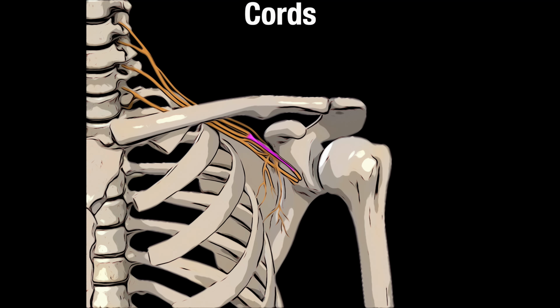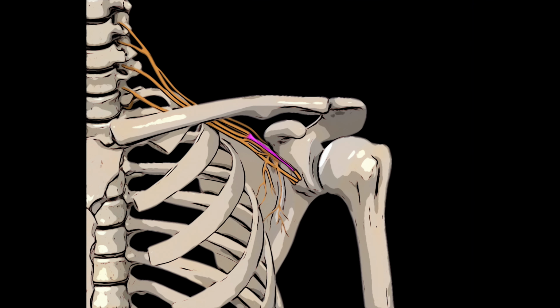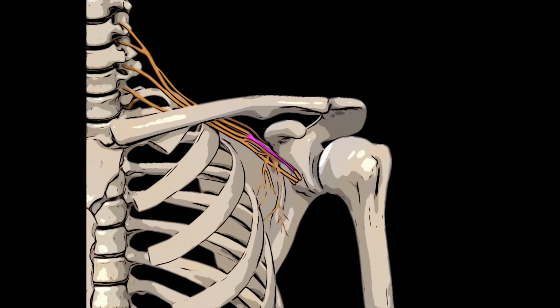There are 3 cords that represent the next site at which fibers from different spinal origins mix. The lateral cord is formed by the merge of the anterior divisions of the superior and middle trunks. This has fibers from C5, C6, and C7 and gives rise to the lateral pectoral nerve.